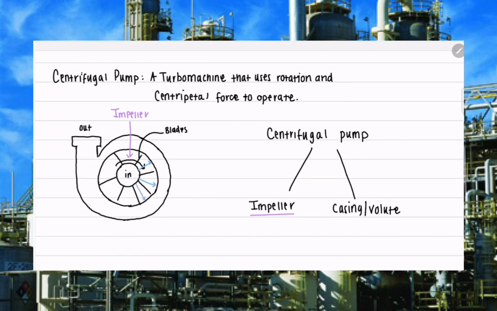As the fluid rotates and the blade moves the fluid outwards, the fluid will leave the impeller at larger amounts radially as the casing surrounding the impeller increases in area. The fluid then leaves the outlet at a rate of Q.